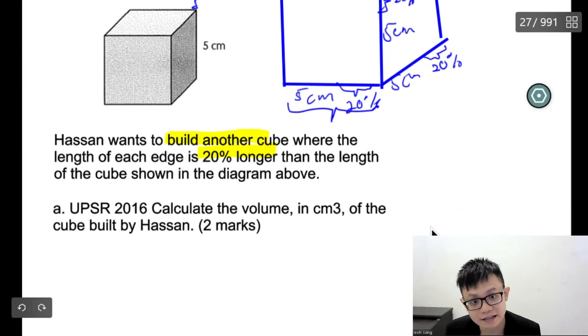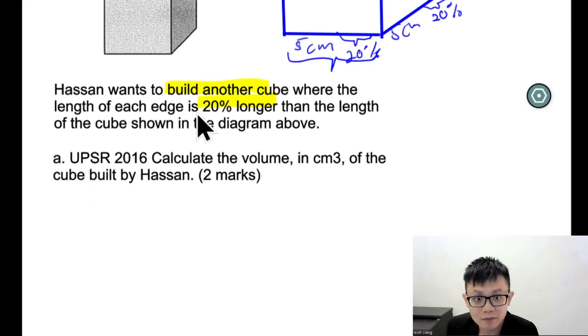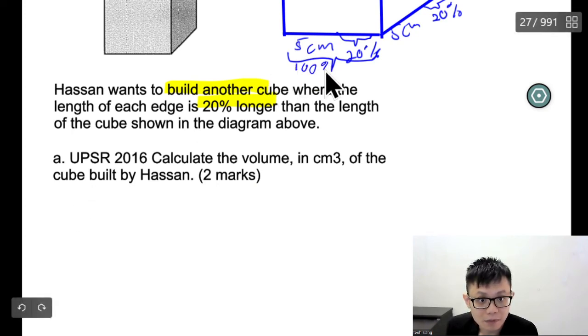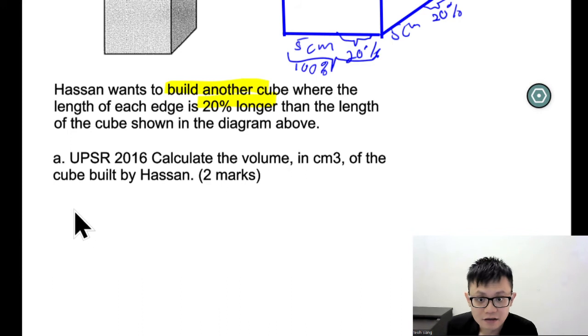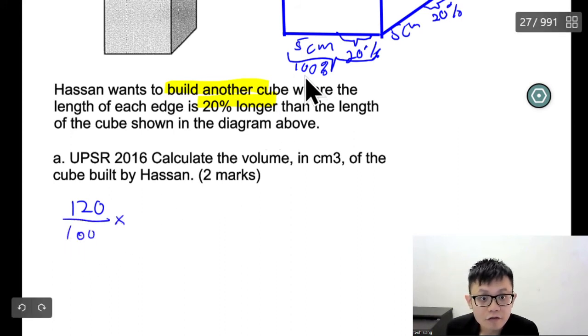So the total here is actually, we just use 20%, which means the total is 100% plus 20%, which is 120%. So 120% over 100 times 5. So here I will cut. 10 divided by 5, 2. 5 divided by 5, 1. 12 divided by 2 is 6. So the answer is 6.